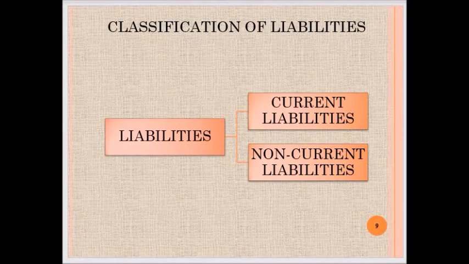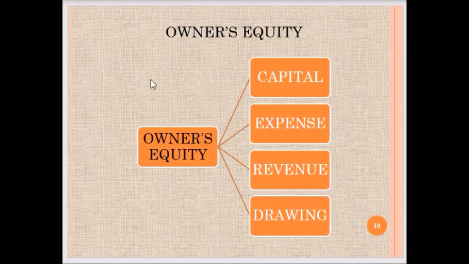In this slide, we're focusing on the summary of liability. Liability, which is a debt, is only divided into two: current liability, a debt paid within a year, and non-current liability, a debt that has to be paid in more than a year. Okay, so next, we'll go into owner's equity. Owner's equity is divided into four categories, which are capital, expenses, revenue, and drawing.